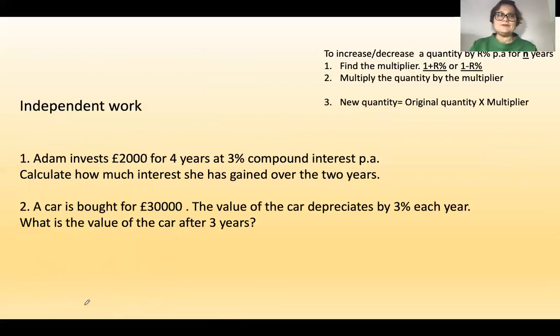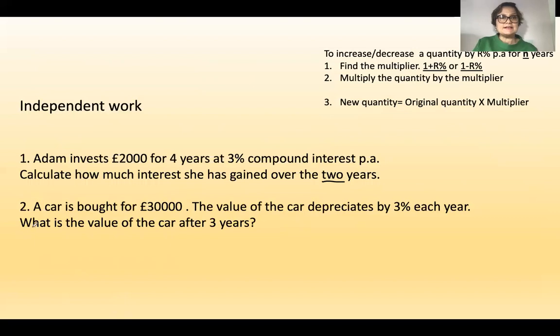And here you have your independent work. The first one, it says, Adam invests £2,000 for 4 years. So you ask yourself a question, is it going to be a percentage increase or decrease? Okay, at 3% compound interest per annum, calculate how much interest she gains. So obviously it's going to be an increase over the 2 years. So what is the number 2? It is the N. N is 2.